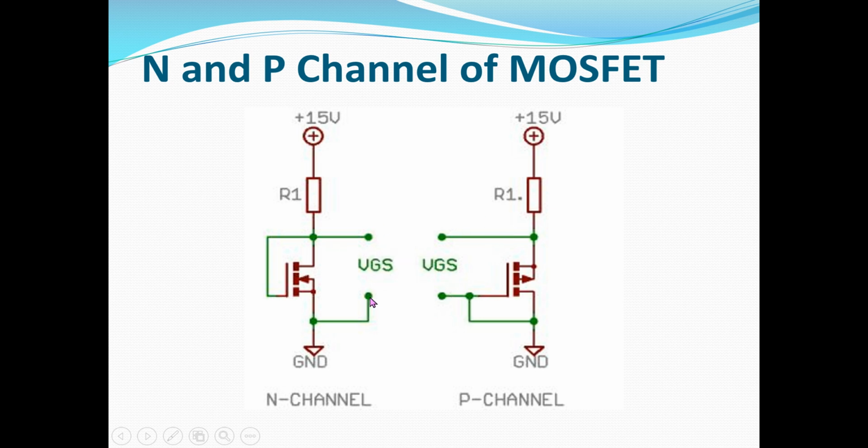VGS is the voltage between the gate and source. You can see over here R and R1 are the load resistors, and this is the main supply. 15 volts is the main supply, and the other terminal is ground. These are two different types of transistors: this is an N channel MOSFET and this is a P channel MOSFET.